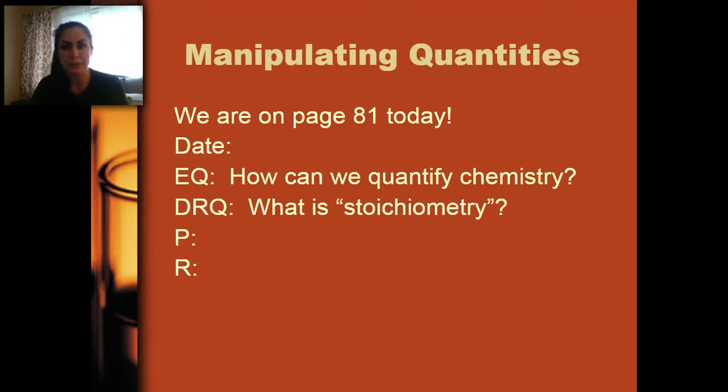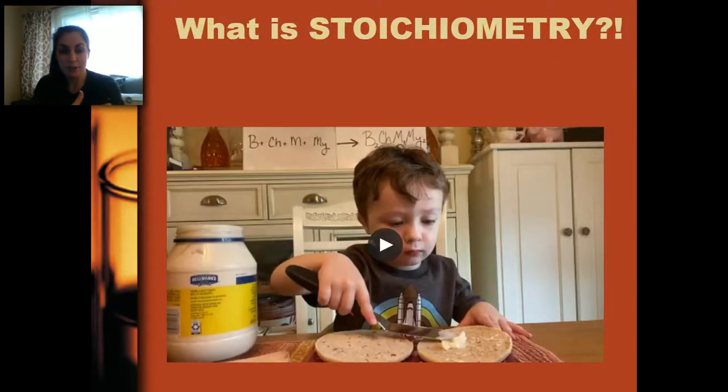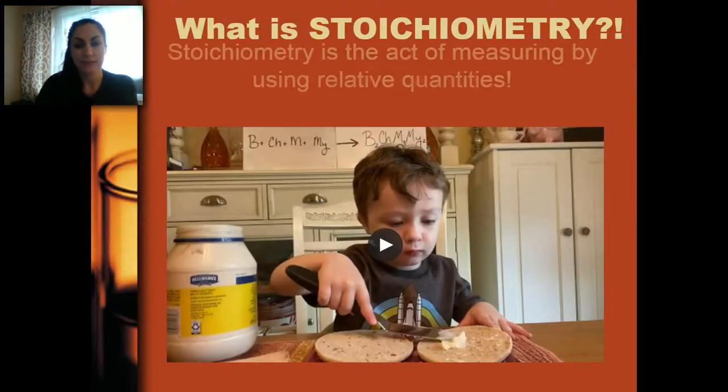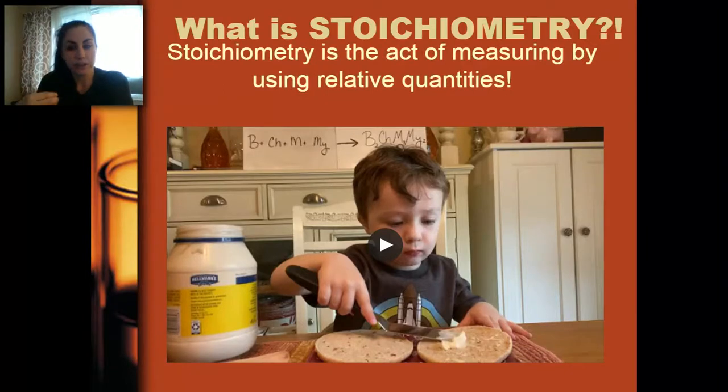Stoichiometry is one of those words that looks way more difficult than it actually is. But just go ahead and copy it down. And then today's class is really all about the definition of stoichiometry. Okay, so the word stoichiometry really just means the act of measuring using relative quantities. So it seems like a complicated process, but in reality, it's actually very simple.